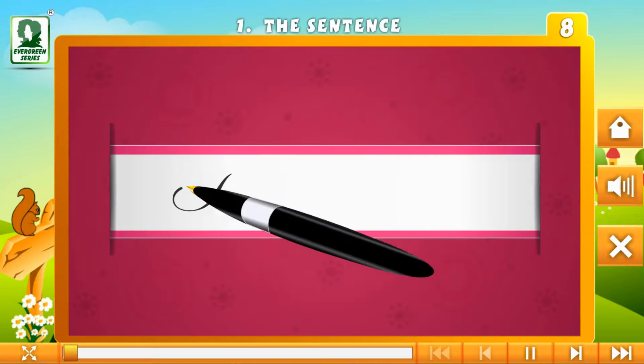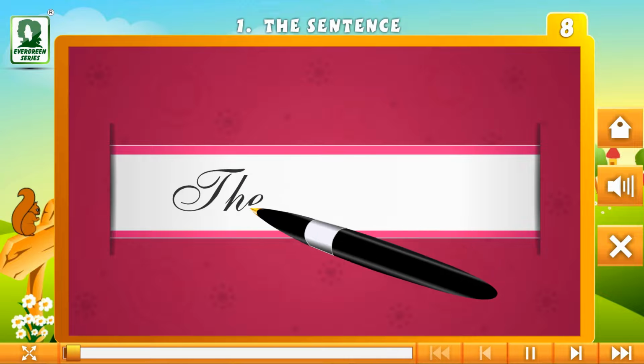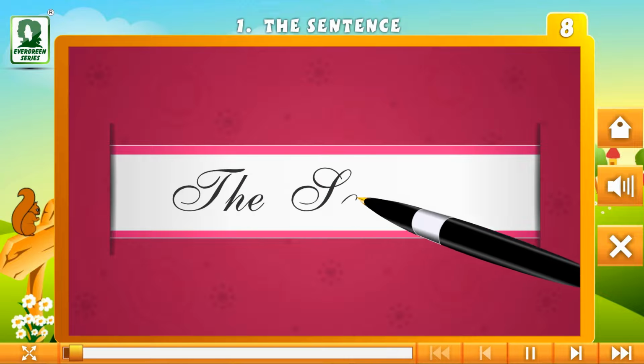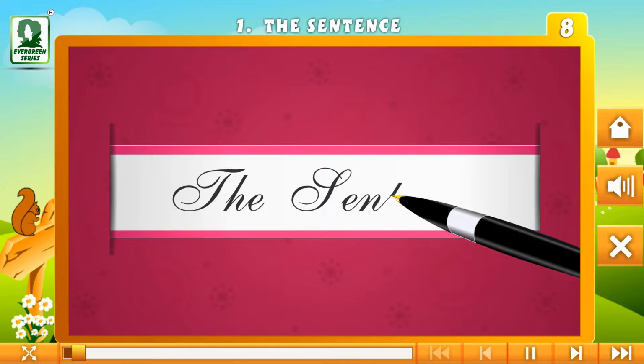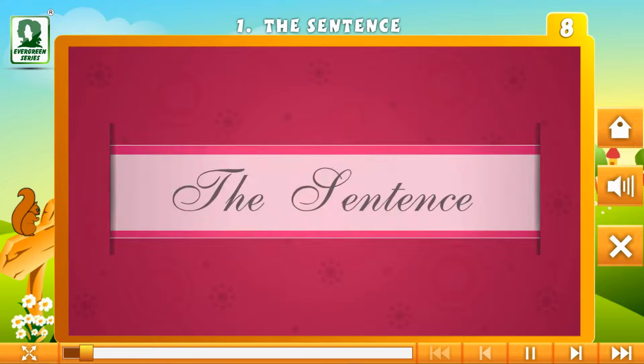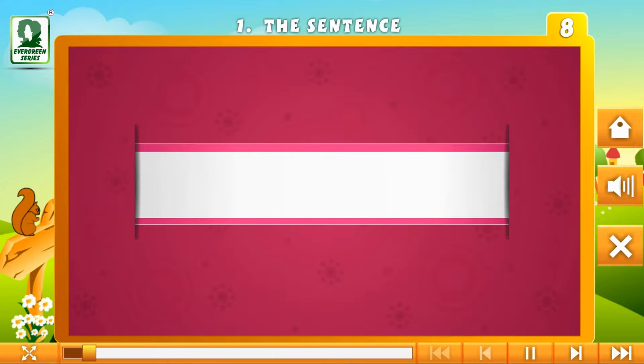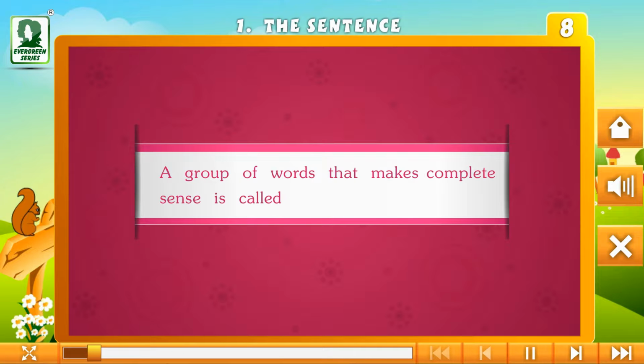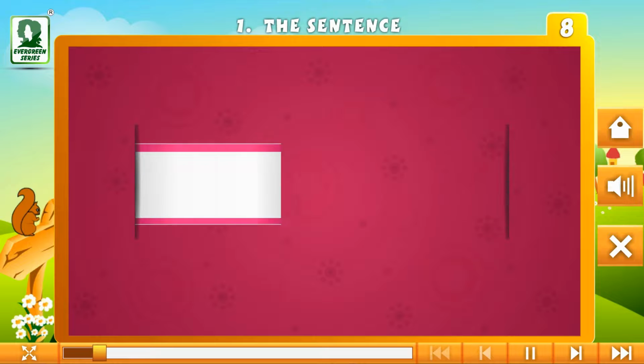Chapter 1. The Sentence. The commonest form of expression is through words. We use words in a proper way to express our ideas. A group of words that makes complete sense is called a sentence. Now, read the following group of words.